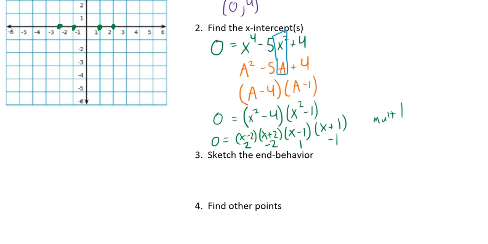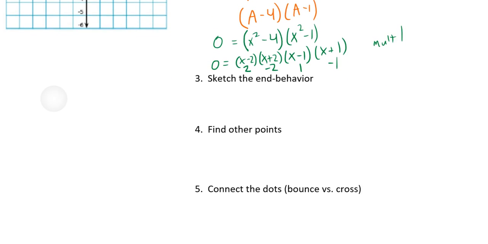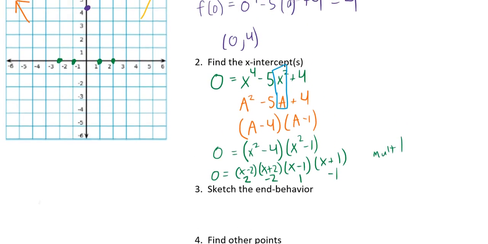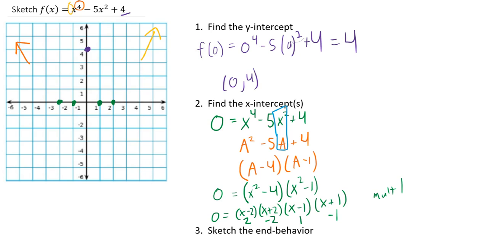Then I find other points if I need to. I feel like I'm pretty good. I think I could connect all these dots without finding other points. So I connect the dots, and while I'm connecting them, I pay attention to bounce versus cross. And I don't connect them with zigzags. I connect it with a smooth spaghetti strand.